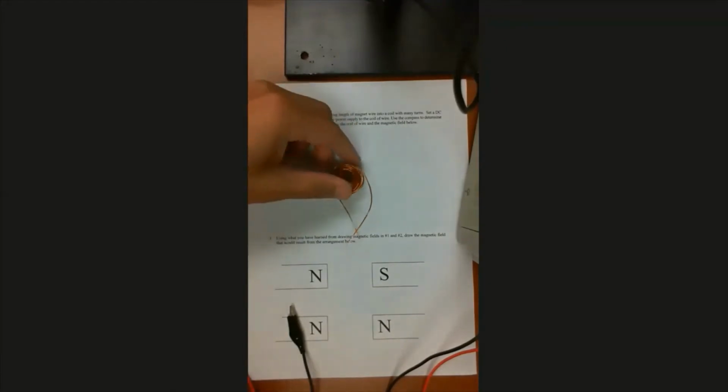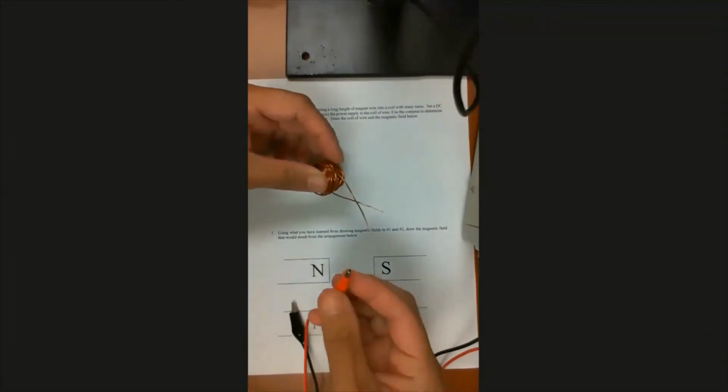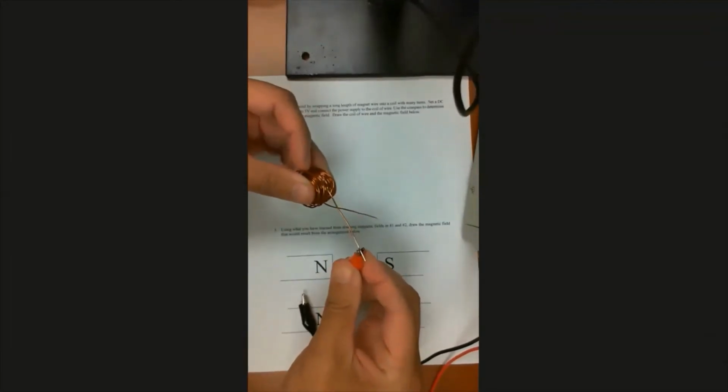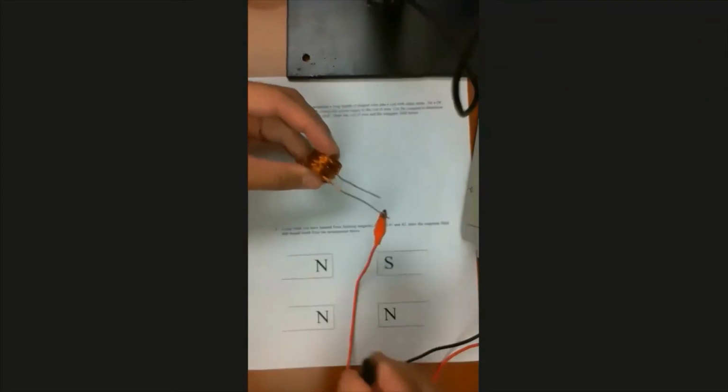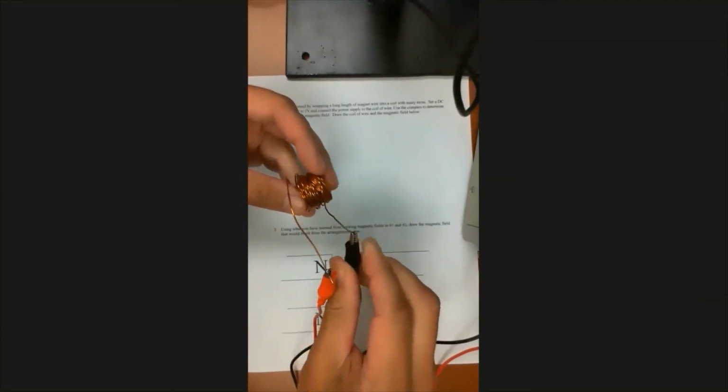The next thing we're going to do is connect the leads of this coil to a power supply. I've actually got a power supply right next to the coil here, and I'm going to set it to 5 volts. Then I'm going to attach one side of the coil to the positive and one side to the negative. For our purposes right now, it doesn't really matter which side is which.